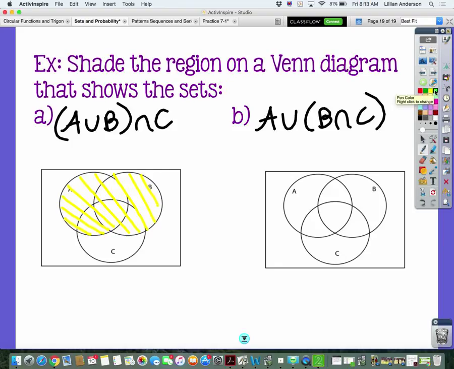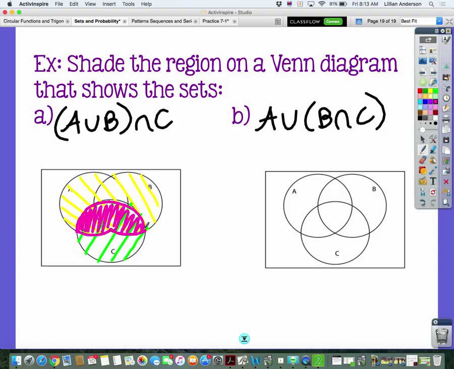Now I'm going to shade C, because that's the next part. So I'm going to shade all of C. Now between the yellow and the green, I want the intersection. That's what this symbol right here means. So where do the two colors overlap each other? Well, they overlap right in here.